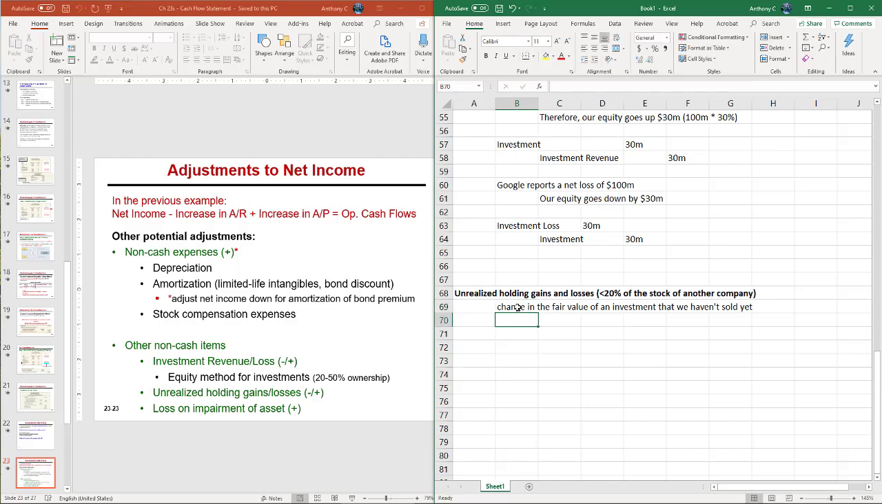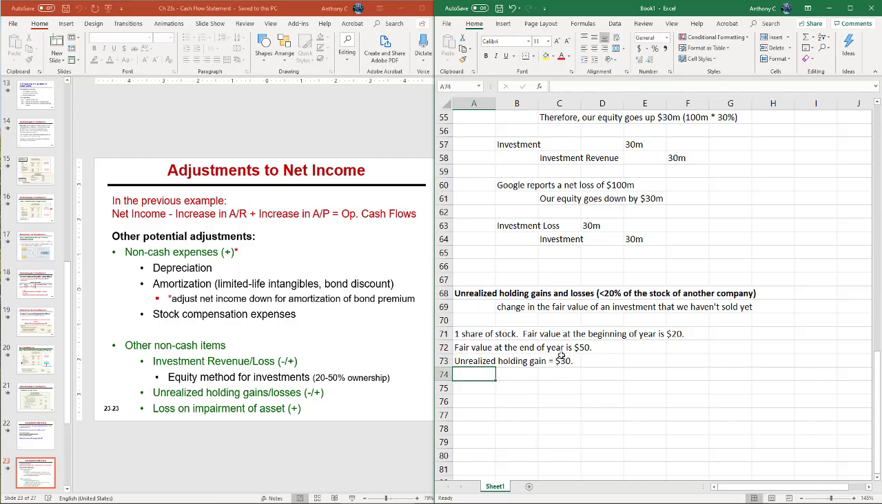So for example, let's just say we have a security, we're accounting for it using the fair value method. For the sake of a simple example, let's say we have 1 share of stock. Fair value at the beginning of the year is $20. And then let's just say fair value at the end of the year is $50. Right? In this case, then the fair value went up over the year by 30. If we haven't yet sold this, this means we have an unrealized holding gain equal to $30.